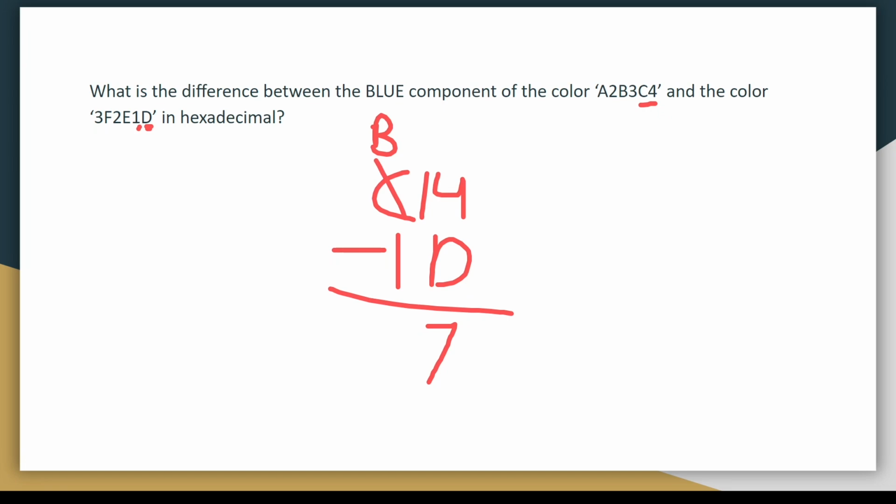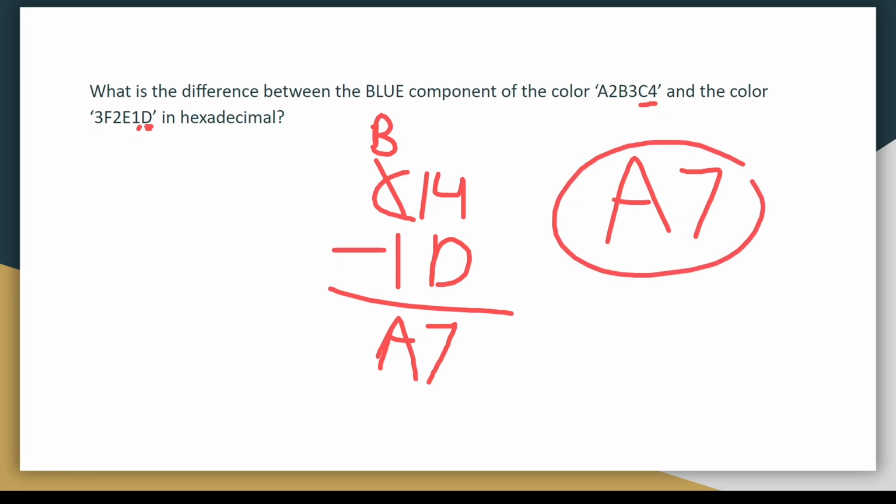So now B minus 1, that's normal, it's just A. So the answer is A7. C4 minus 1D is A7. Mostly, all you have to remember is how to subtract hexadecimal and which components they are. You don't really need to remember any other things about RGB hex codes.